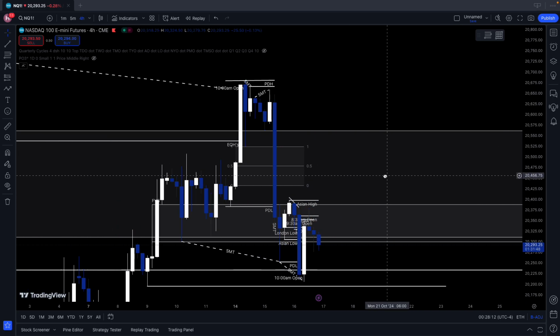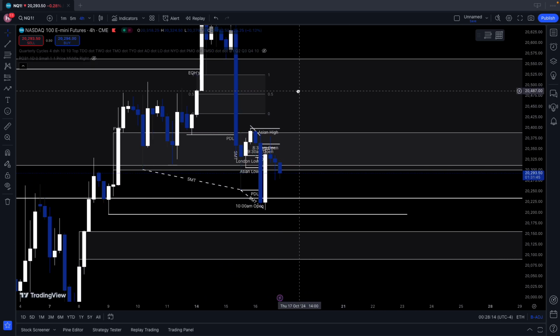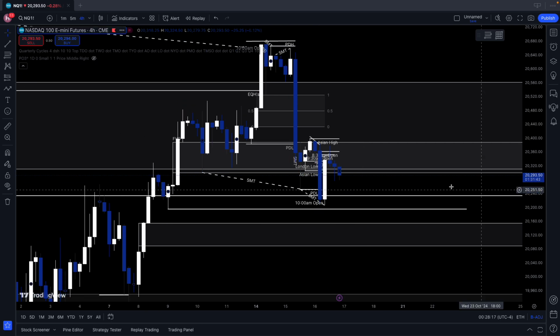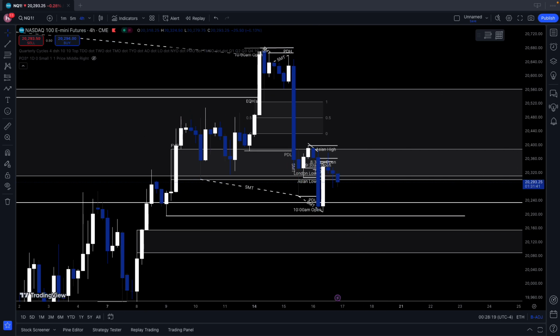So I will have a bias to these highs for lower. It's very simple how you find your bias. And then that's your bias, and then there's narrative. And narrative is how you trade your bias.